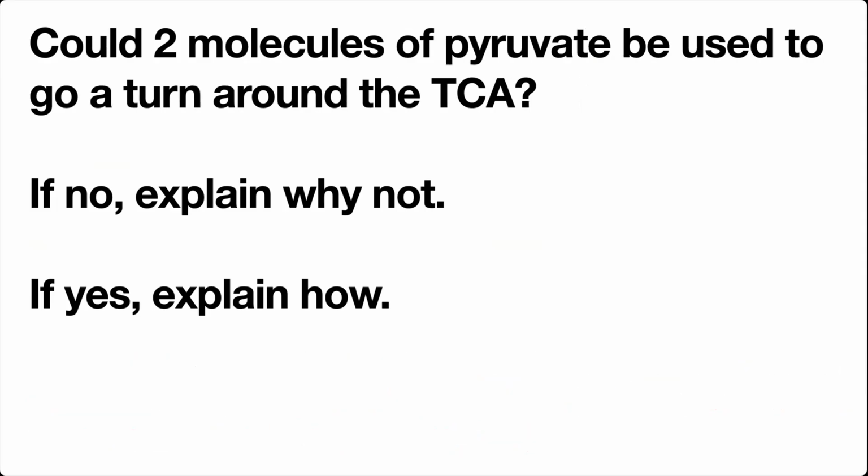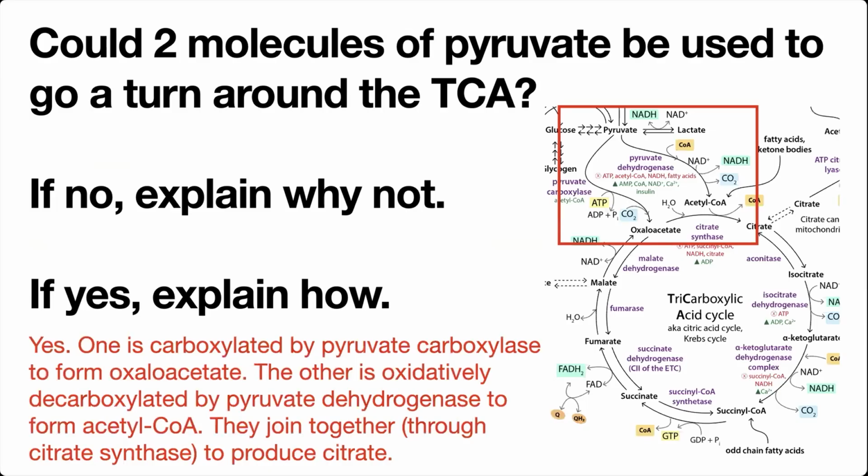But what about pyruvate? Say we had 2 molecules of pyruvate. Could we go around the TCA? And so the answer for this one is yes. We saw we take pyruvate, we can use pyruvate dehydrogenase in order to remove a carbon to give us acetyl-CoA. But we just said that acetyl-CoA can't come into the pathway unless oxaloacetate is there. Can we make oxaloacetate from pyruvate?